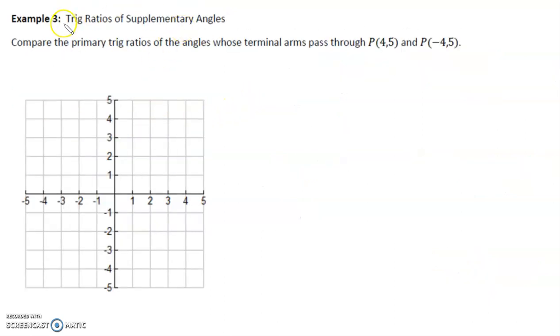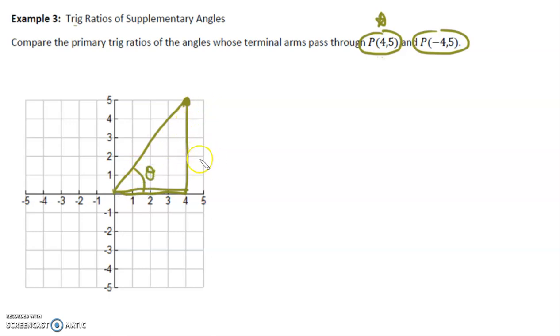Okay, so this question, example 3, we're looking at trig ratios of supplementary angles. So we're going to compare the trig ratios of the angles whose terminal arms pass through these 2 points. So let's do this one first. We get 4, 5. Plot the point, draw the terminal arm, draw the initial arm. We're going to draw that triangle, okay? This is theta. This is 4 units, this is 5 units.